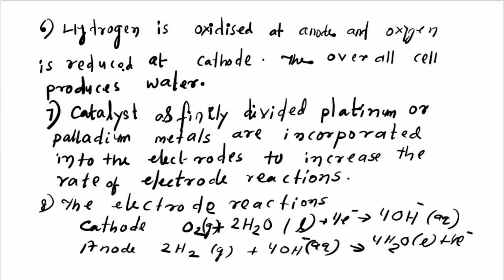So what is the use of a catalyst? Finely divided platinum or palladium metal is incorporated into the electrodes to increase the rate of the electrode reaction. Then the electrode reactions: one is at the cathode, another at the anode. At the cathode, there is gaining of electrons. Gaining of electrons means reduction takes place.